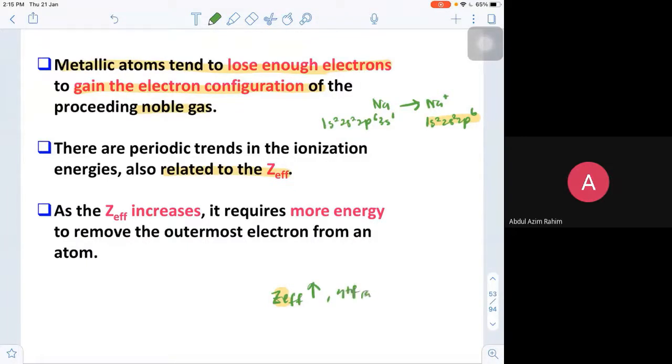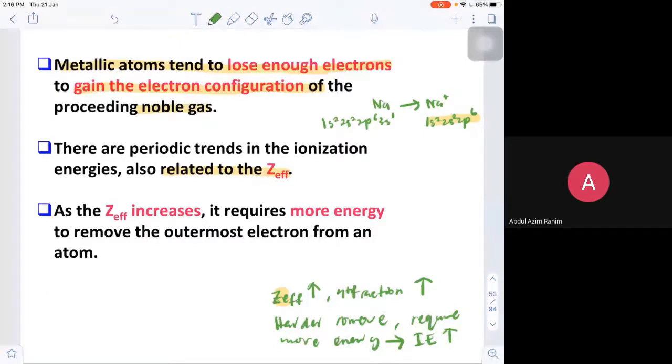When the attraction is strong, it means that it is harder to remove. When it is harder to remove, it will require more energy. When it requires more energy, the ionization energy will be greater. So this is the relationship between Zeff and the ionization energy. When Zeff increases, if the effective nuclear charge increases, it requires more energy to remove the electron, and the ionization energy will be high.